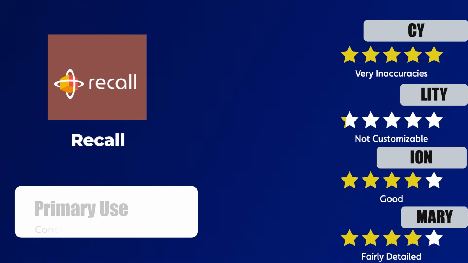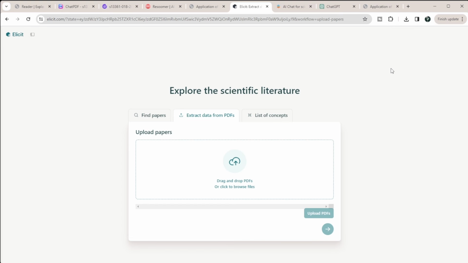So next we're going to go to Elicit, and Elicit has a lot of different functions. It's not just a summarizer. You can use it to find papers and do lots of different things. I'm going to use it to extract data from PDFs.